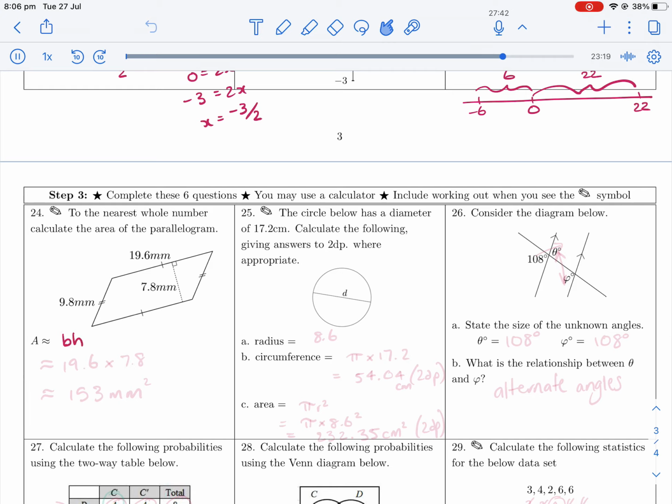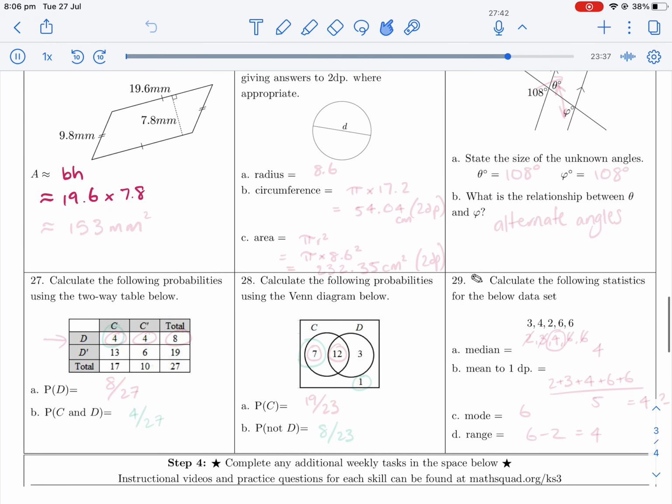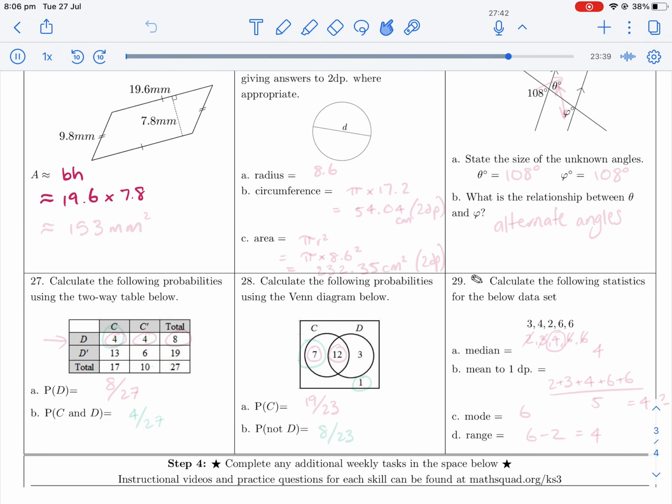BH, base times the perpendicular height. Your base is 19.6, your perpendicular height is 7.8. So you can use a calculator for this step. And it says to the nearest whole number. So 153 square millimeters is the nearest whole number.